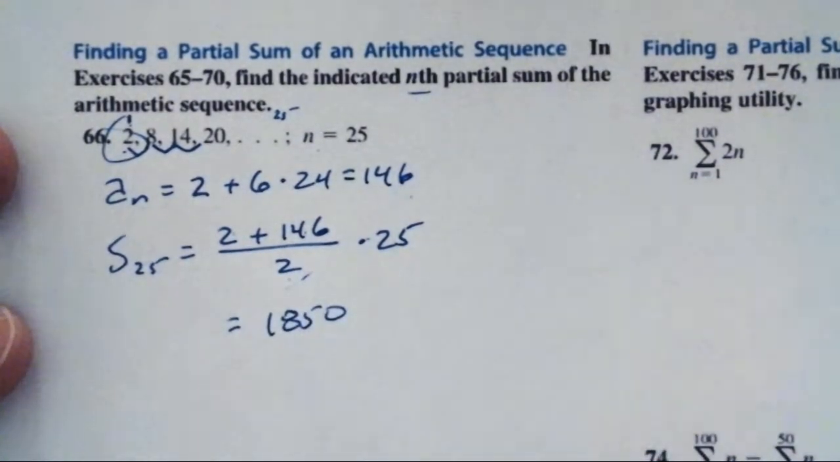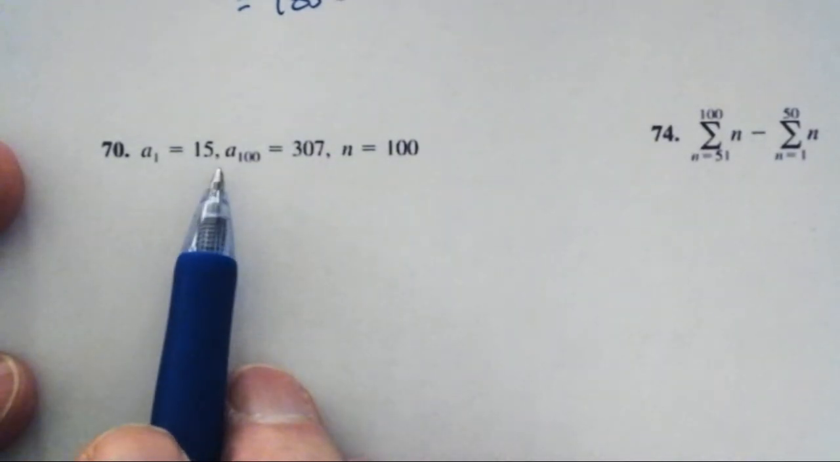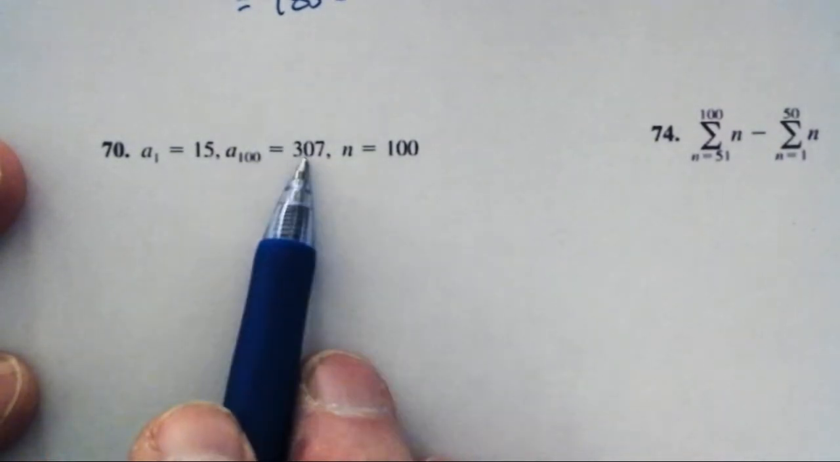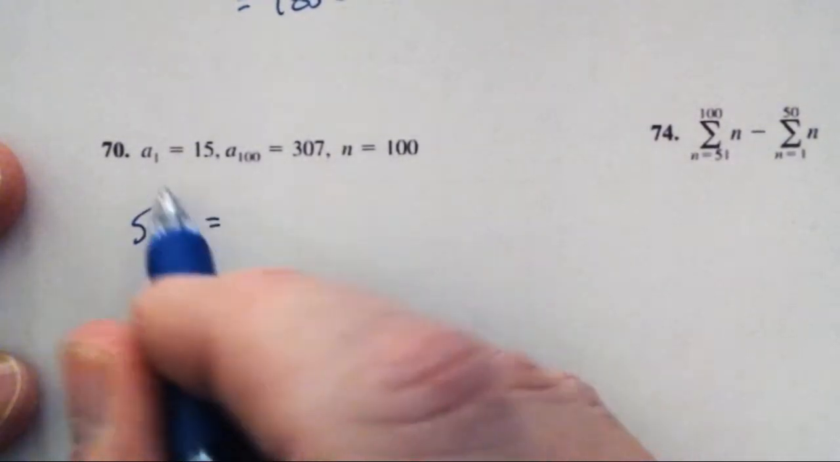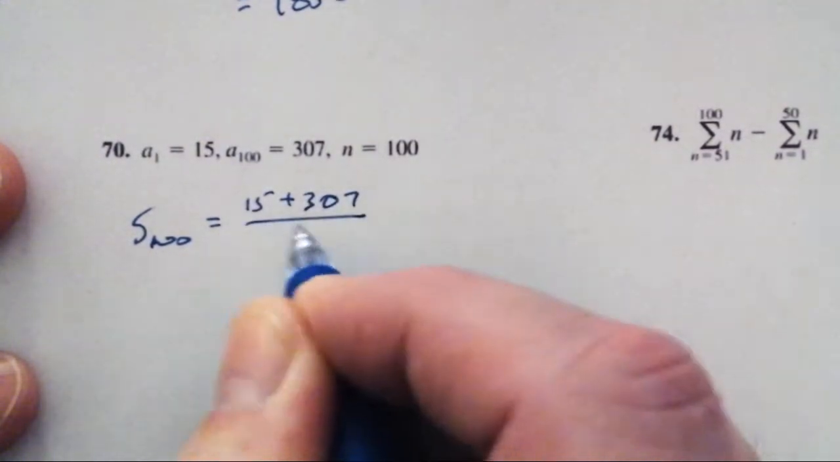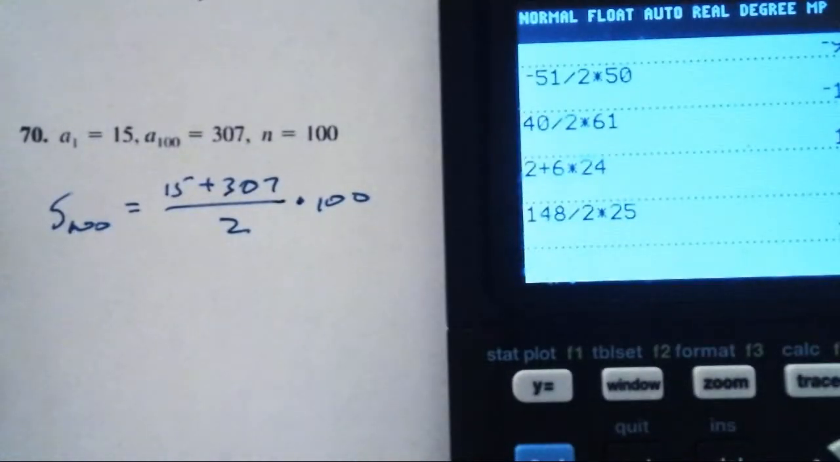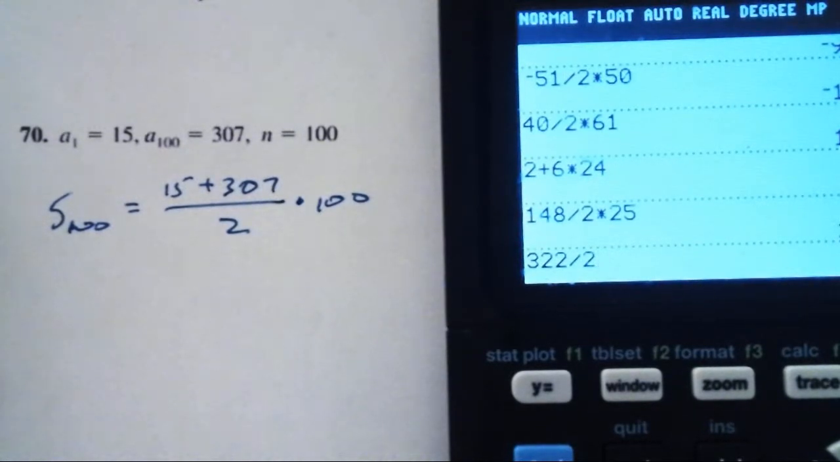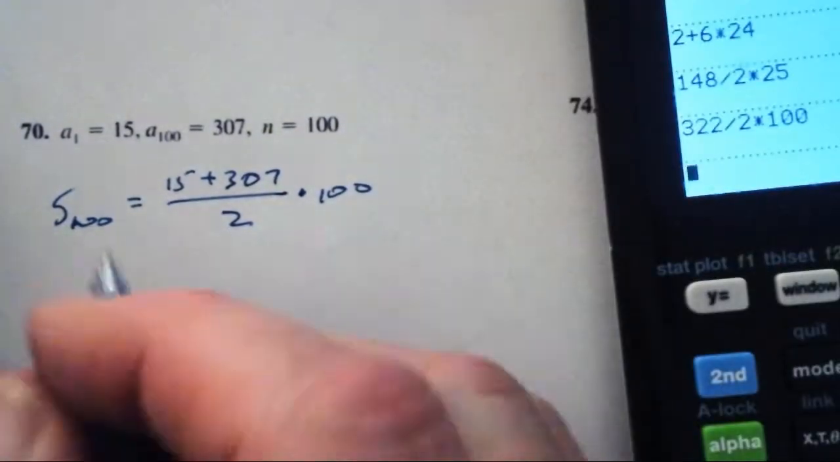Okay. In this case, actually easier. This is when I recognize, hey, this is an easier problem. I didn't do the last one right. We've got the first term. We got the 100th term. We want S100. Well, that's term 1 plus term 100 divided by 2, the average, times the number of terms, 100. How easy. We've got 322 divided by 2 times 100. And I've got 16100.